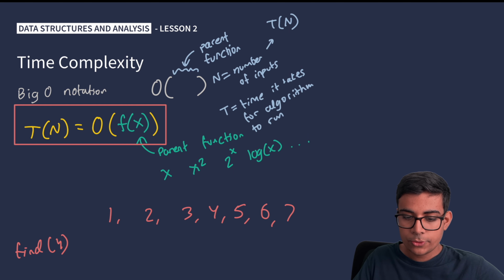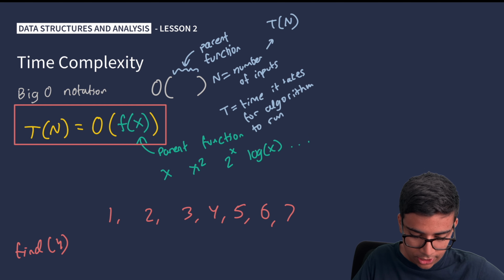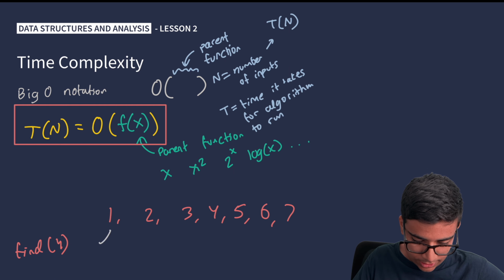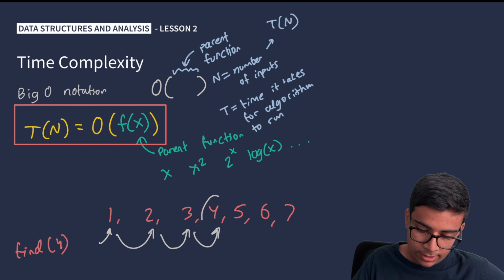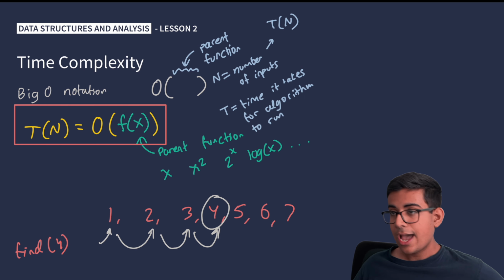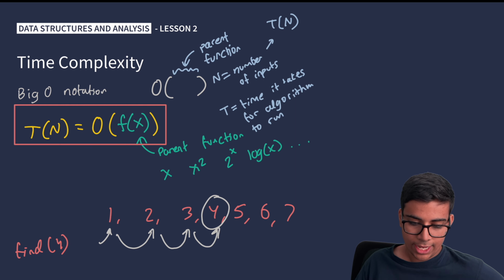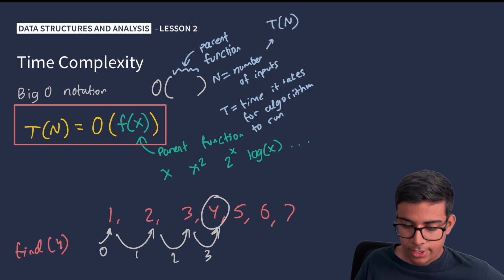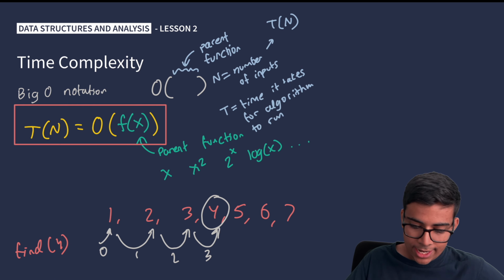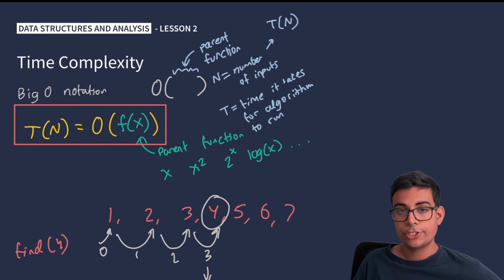Well, my algorithm is going to jump through these values. It's going to start at 1, then jump to 2, then jump to 3, then jump to 4, and it's like, oh, I found 4. So now it's probably going to return maybe the location, which if I was counting, was 0, 1, 2, 3. It's at index position 3, and now I'm going to take this value and return it.